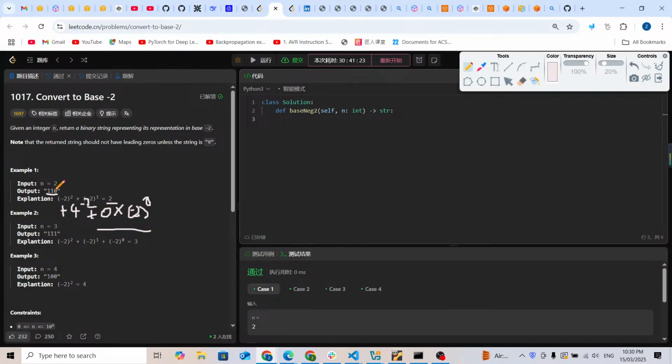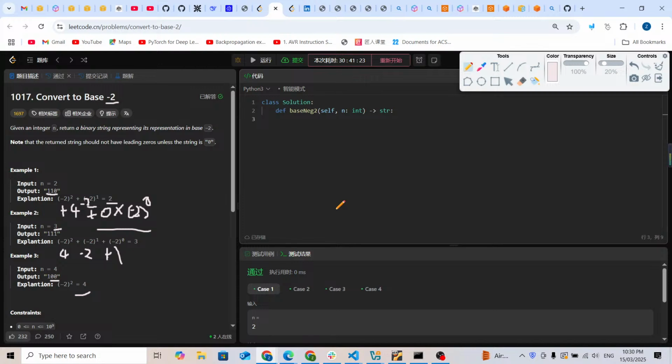So for n equal to 2, the base -2 representation is going to be 110, and similarly for 3, it's going to be 111, because here is 4 minus 2, here plus 1, so the final answer is going to be 3. And for this example, it's directly -2 to the power of 2, because the zeros don't matter. So the final answer is 4.